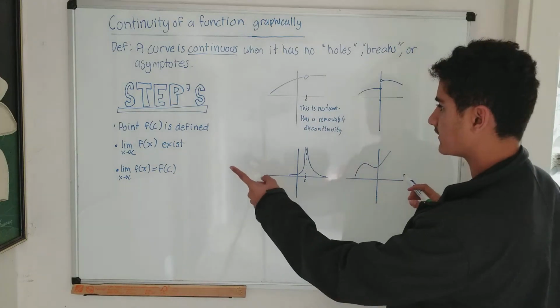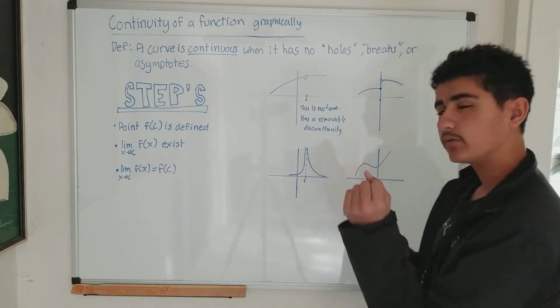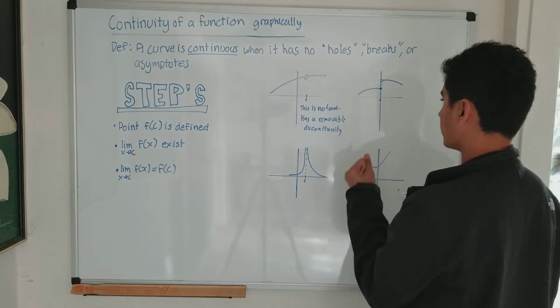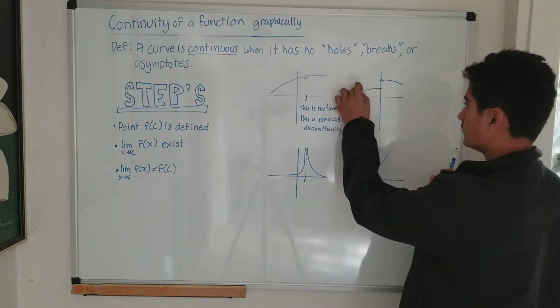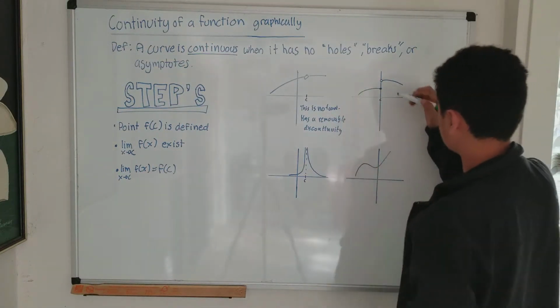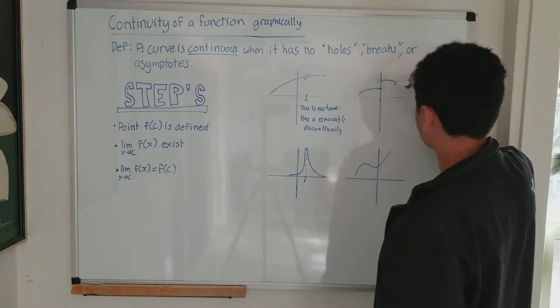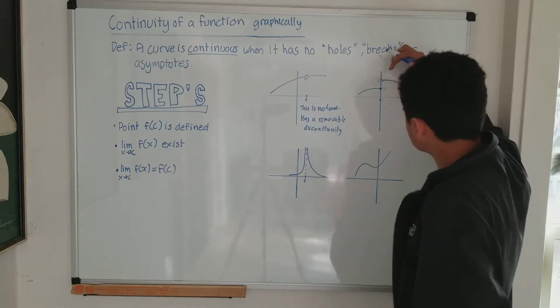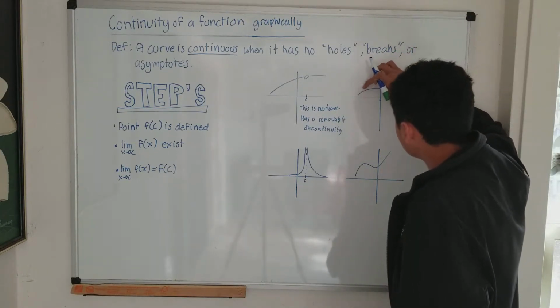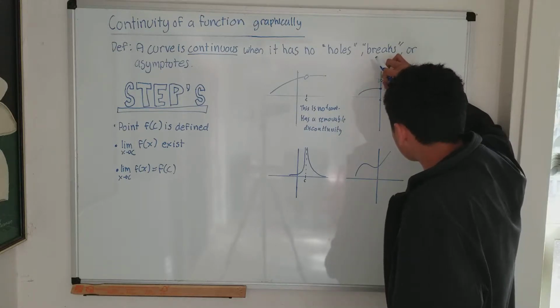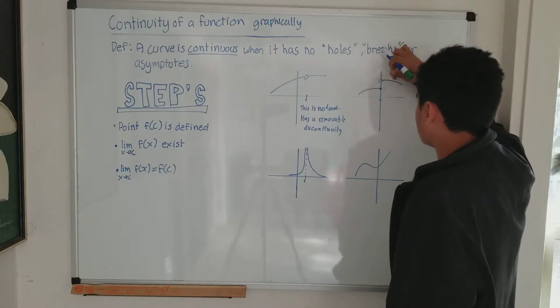Limit of f of x as x approaches c. If we were to take the limit of this function from the left side, you would see it's approaching, let's say this is 1 and this is 2, y values. So this is approaching 1 and this is approaching 2.